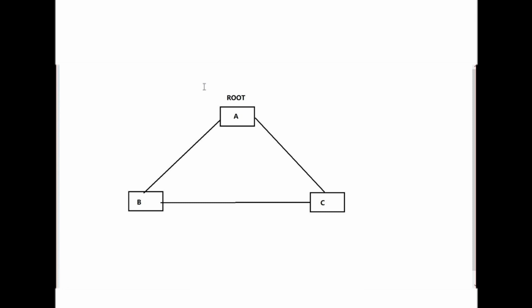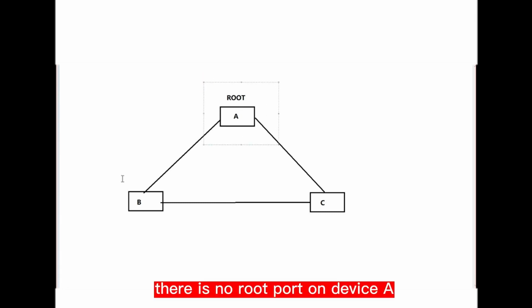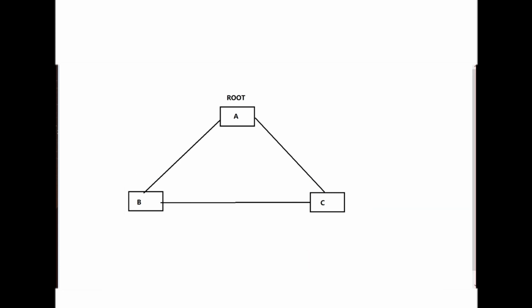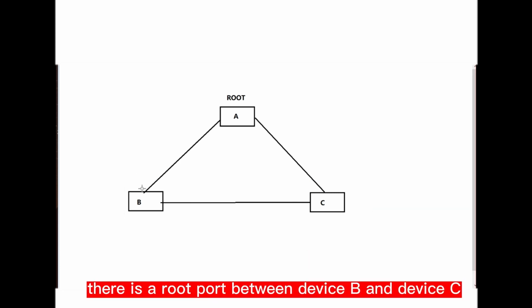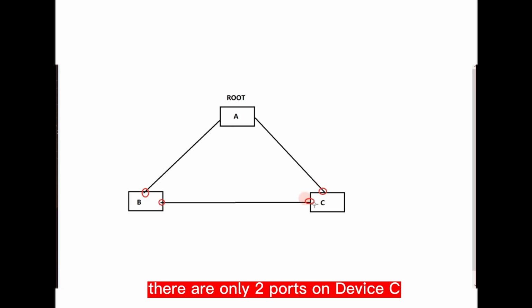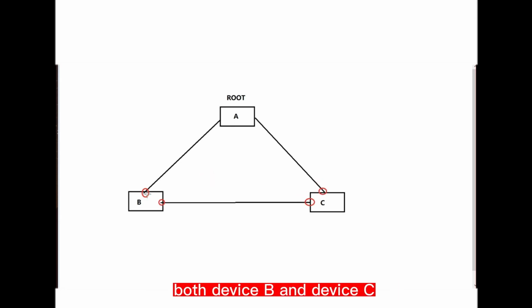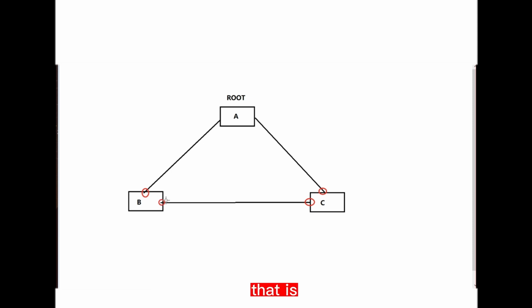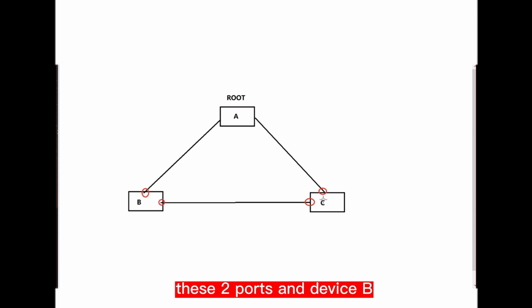Now nothing more than. There is no root port on device A. Instead of having one and only one root port on the root device. That is. There is a root port between device B and device C. There are only 2 ports on device B. There are only 2 ports on device C. Both device B and device C need to receive data from their own 2 ports. Choose a port to be the root port. That is, these 2 ports in device B. One must be the root port. There must be a root port in device C.